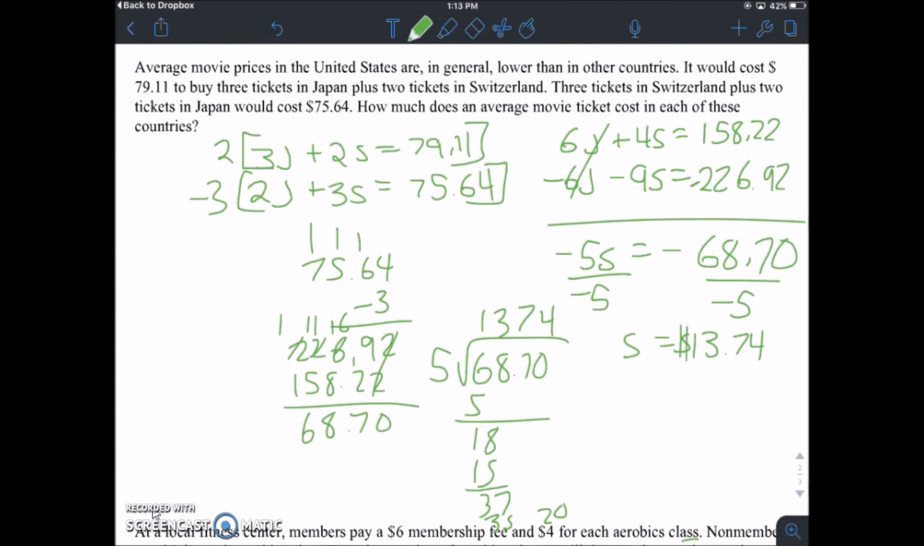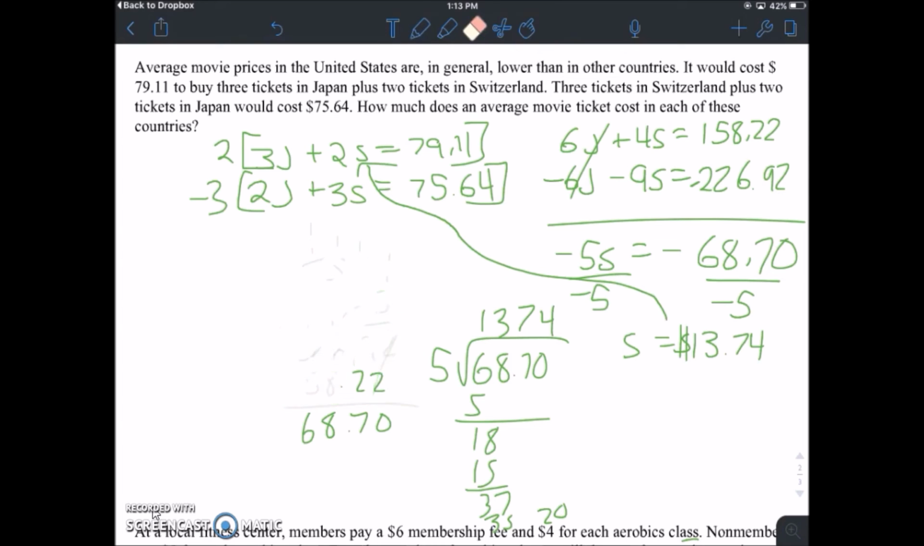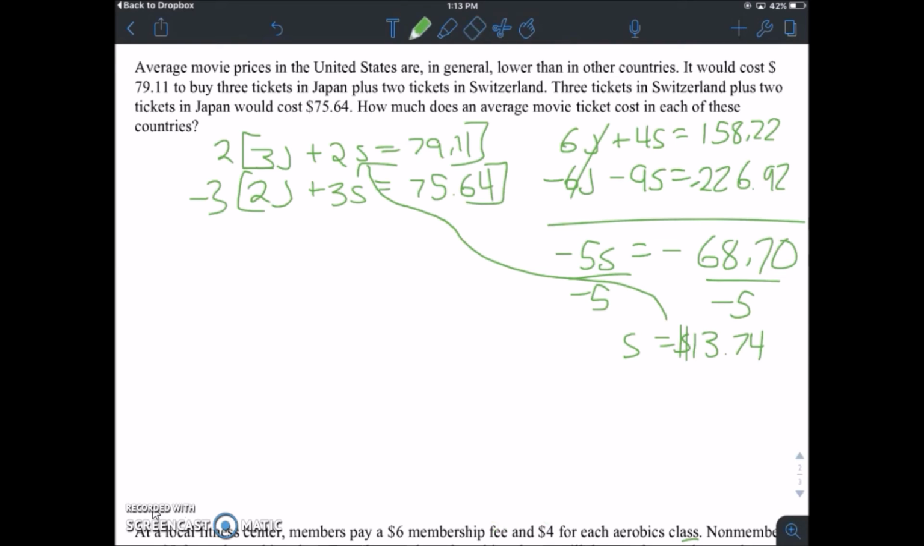I've got to solve for both. So I need to take that and plug it in. I'll probably plug it into the top one. It seems just as easy as the bottom one. It's going to be 3J plus 2 times 13.74 equals 79.11.